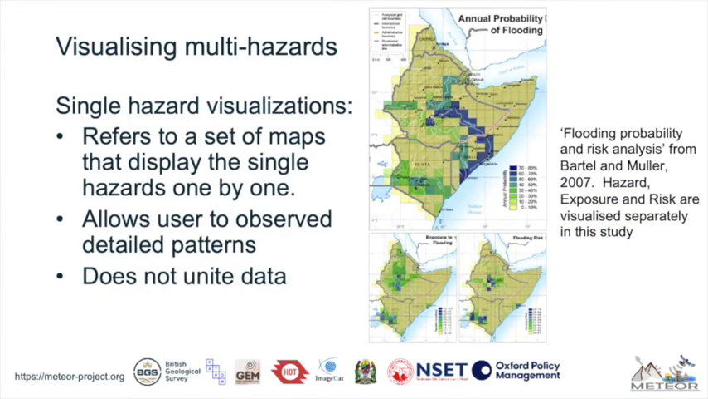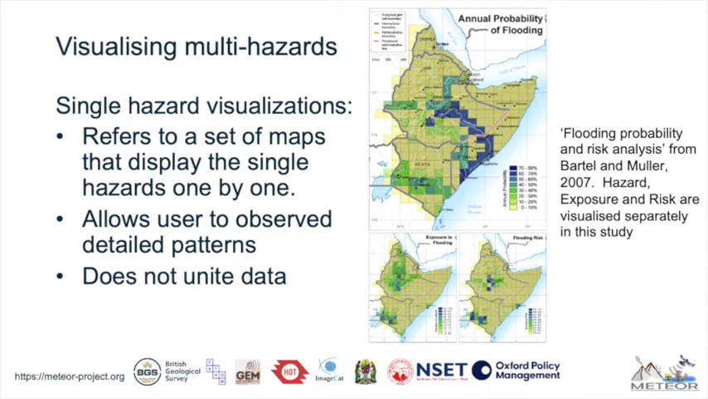As well as making sure that you consider the interrelationships between the hazards in your study, the scales that they occupy, and the different methods and variations of modelling, it is necessary to consider how you may visualise the outputs of these models. A single hazard visualization refers to a set of maps that displays the single hazards one by one. This is beneficial if you would like to observe and interpret the patterns for each process in detail. However, they are perhaps less useful than other methods as they keep data separated.